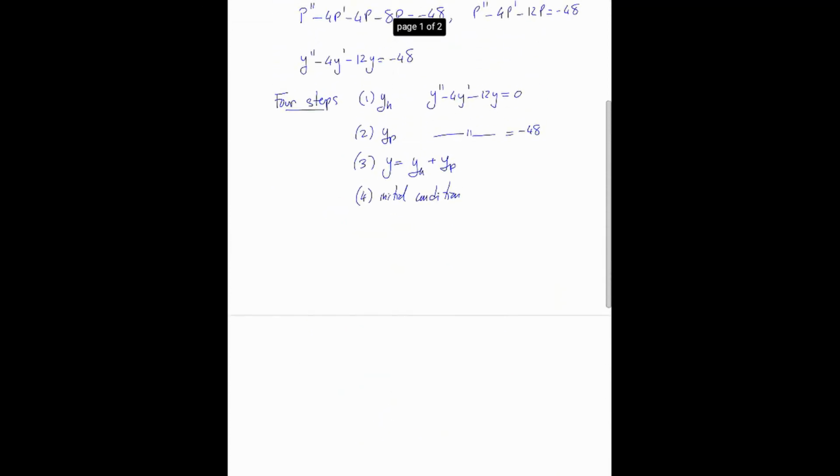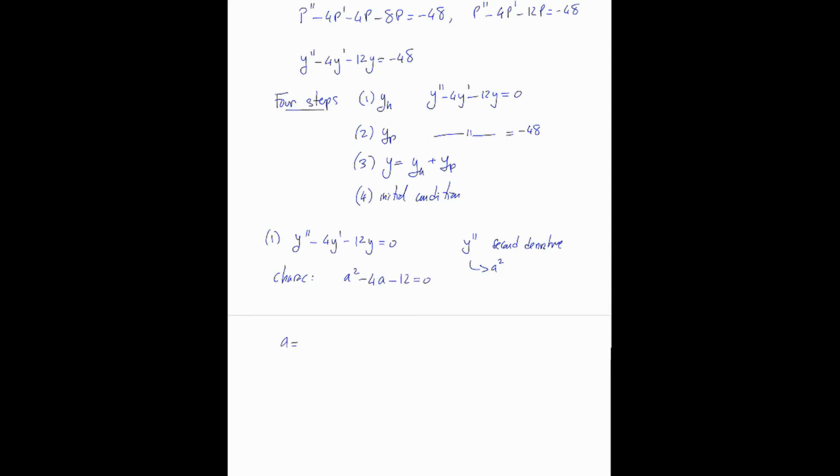Start with the first step, which is the homogeneous equation: y double prime minus 4y prime minus 12y equals 0. We build from here the characteristic equation. The characteristic equation has a squared, because y double prime is a second derivative, so this means that we have to take a square. So a squared minus 4a, the first derivative, minus 12 equals 0.